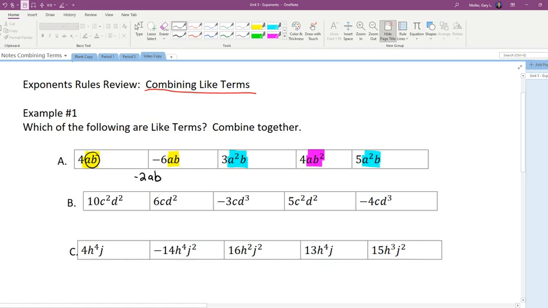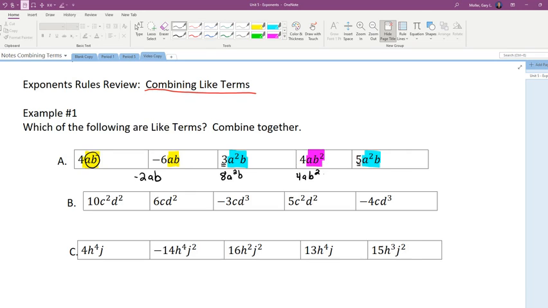Then I have a new object called an A squared B, and I have another one, A squared B. So you have 3 of them, I have 5 of them. When I add them together, we have 8 of these A squared B's. And then I have no like terms for the last one, so it just stays by itself. So that's how I would identify and combine like terms together.